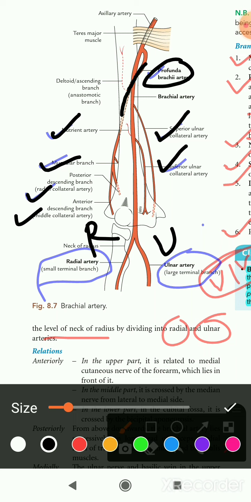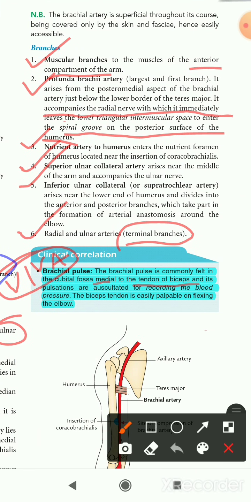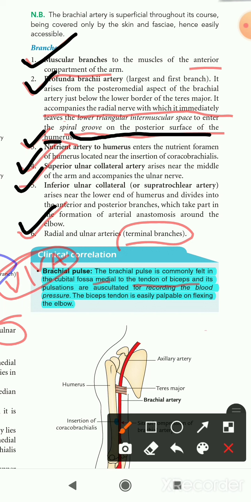Okay, so these are the branches of the brachial artery. There are some muscular branches, arteria profunda brachii. Look at that, where it is located. It is located in the spiral groove on the posterior surface of the humerus. Some nutrient artery, superior ulnar collateral artery, inferior ulnar collateral artery, and there are terminal branches, the radial artery and ulnar artery.